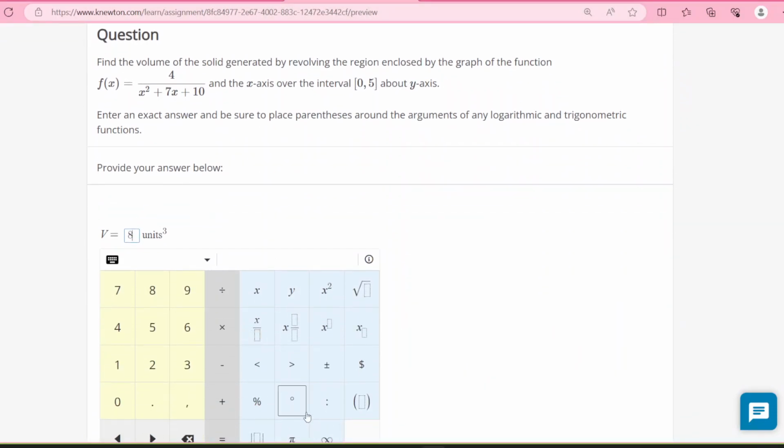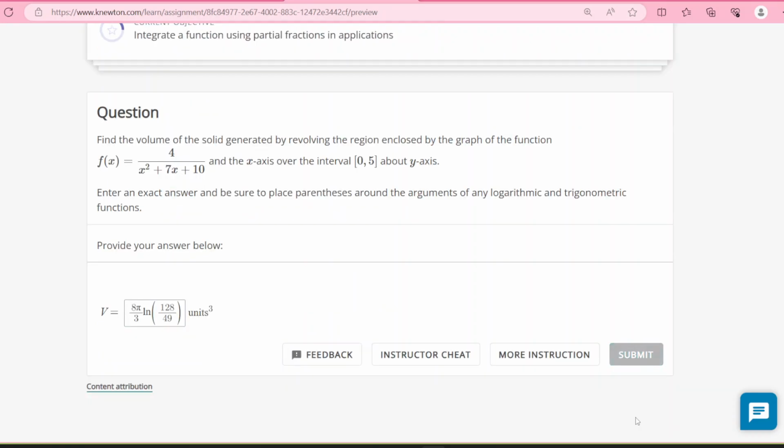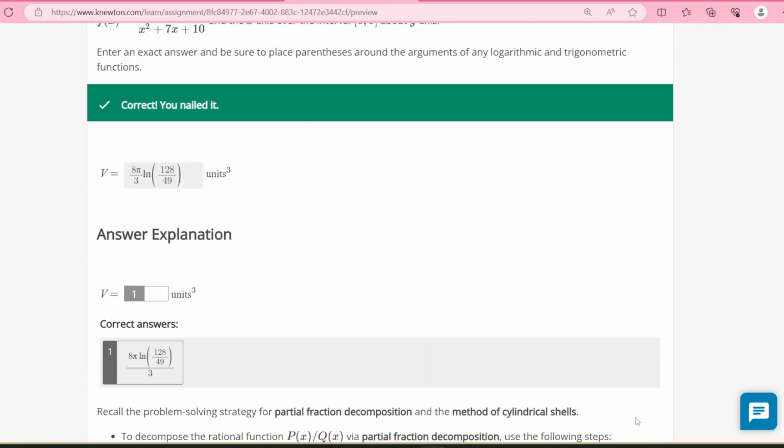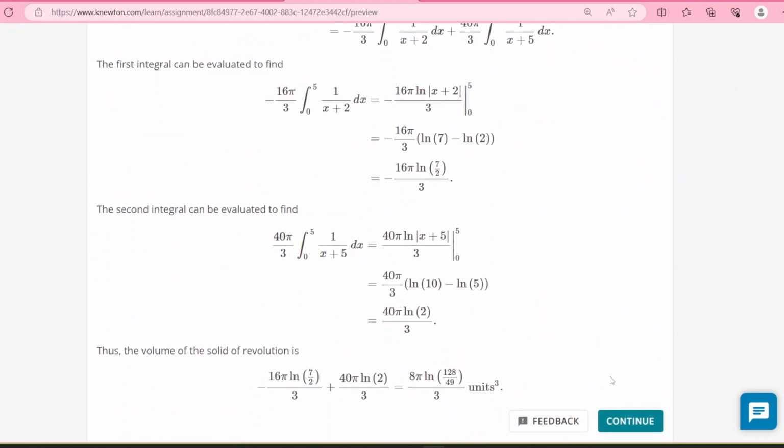This is what I'm going to be entering here: 8 pi over 3 times the natural log of 128 49ths, not 29ths. 128 49ths cubic units. Wonderful. All right. Next.